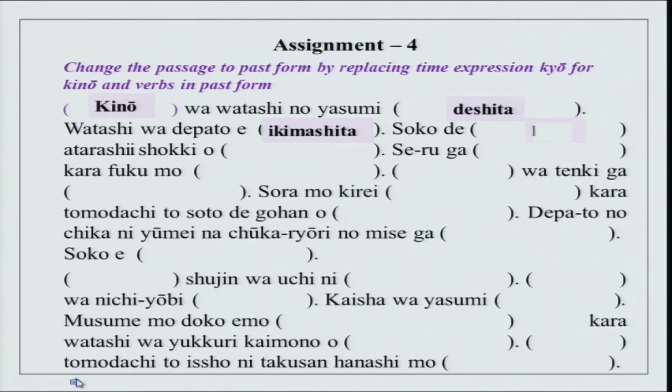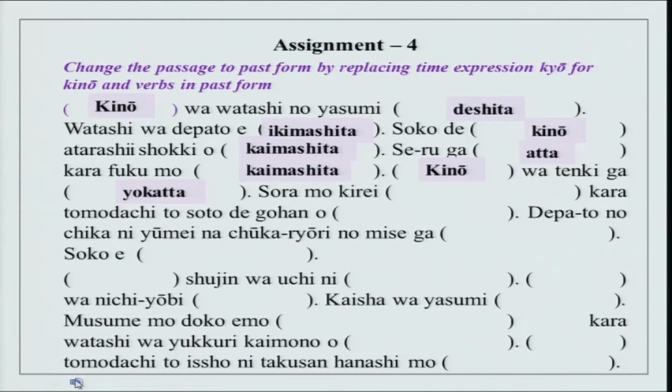Soko de kino atarashi shokki o kaimashita. Soko de over here is depato. Soko de kino atarashi shokki is cutlery o kaimashita. Sale ga atta kara fuku mo kaimashita. Fuku is clothes. Kino wa tenki ga yokatta. Yokatta is past for ii desu. That is an exception. Yokatta past for ii desu.